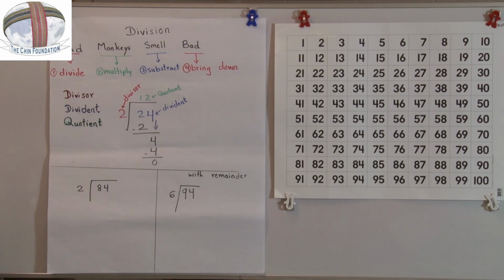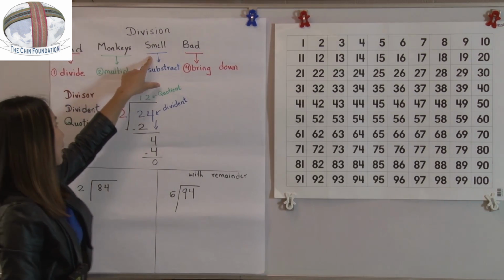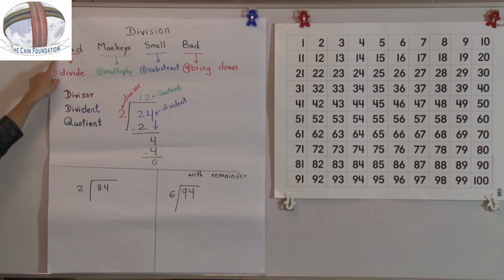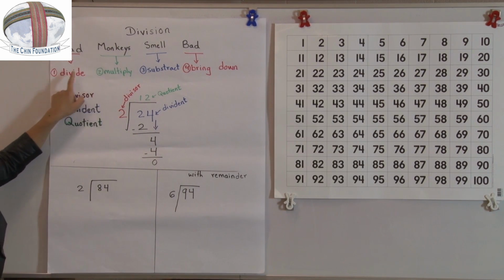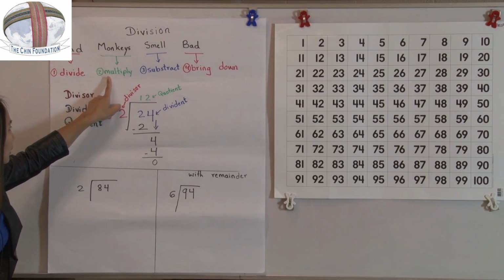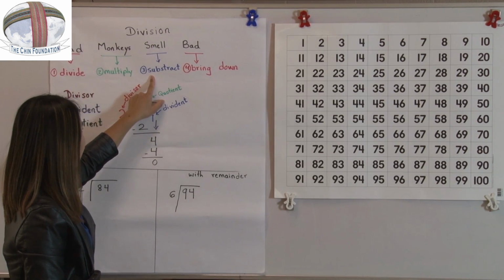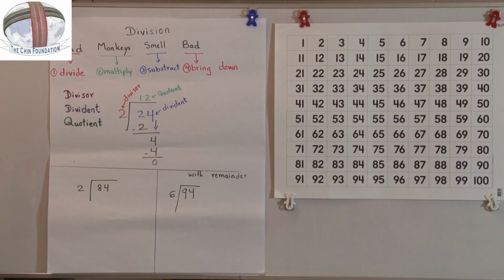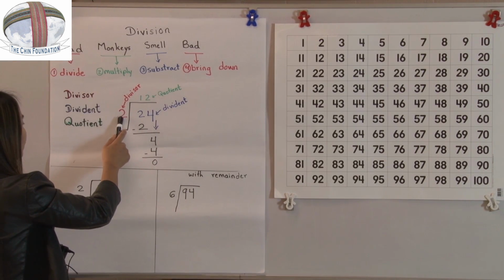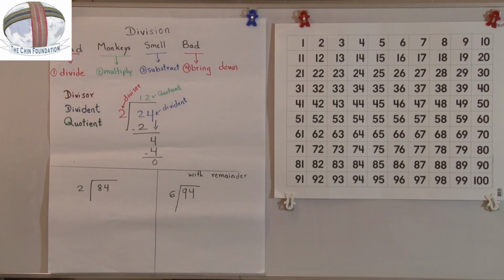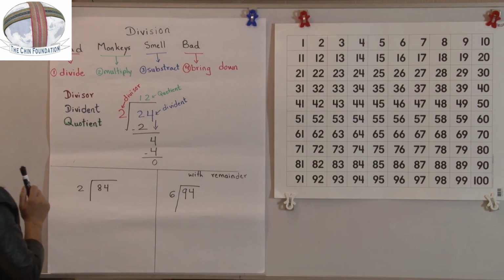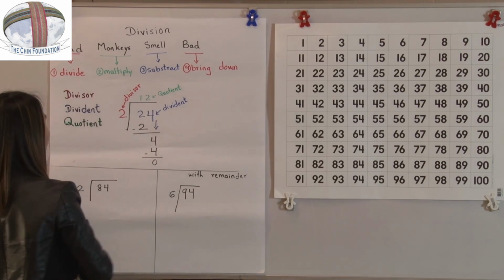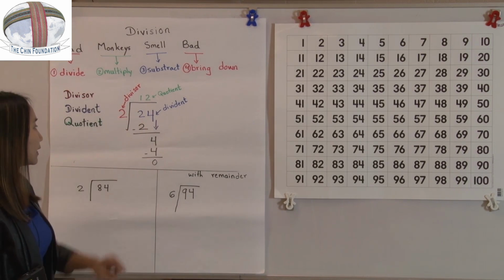Okay, when we learn about division, there is an easy way to remember the steps. So that's what we call dead monkeys smell bad. Okay, so D stands for divide. So the first step is divide. M stands for multiply. That is step 2. S stands for subtract. That is step 3. B stands for bring down. Okay, that is step number 4. And there's 3 names. This 2 is the boss. Divisor, we call divisor. Divisor, supervisor. It's kind of sound the same. And then the answer, 12, is the quotient. The 24 is the dividend.